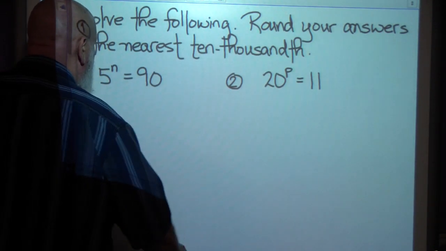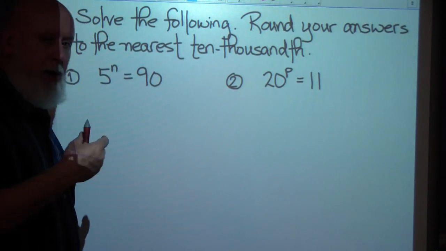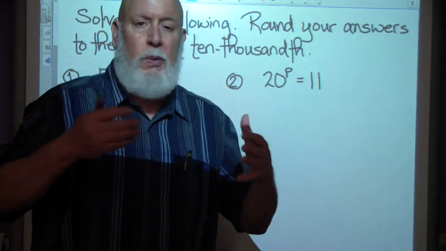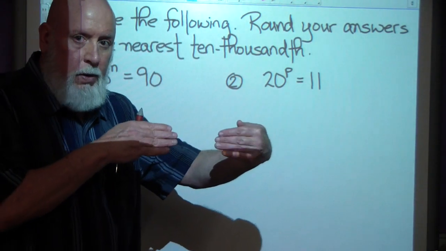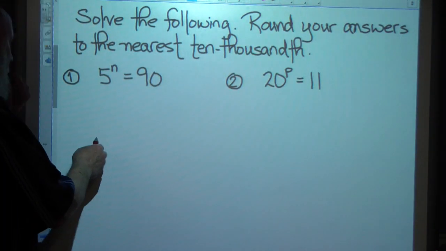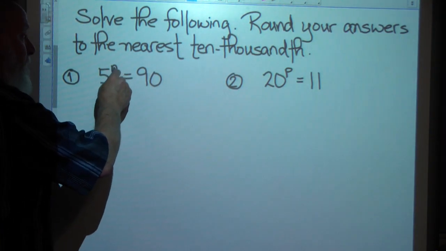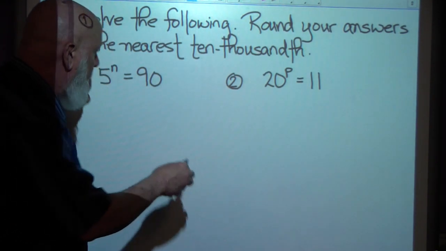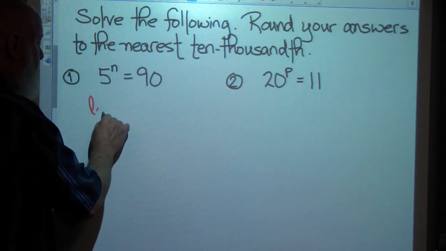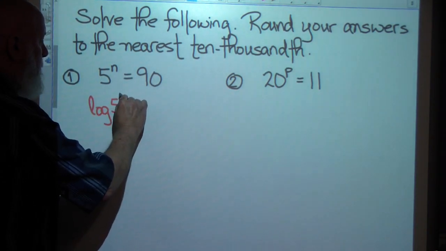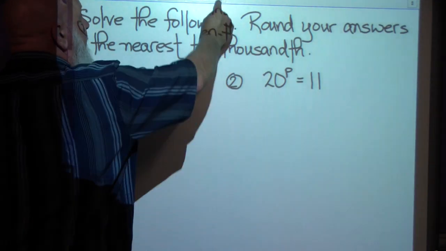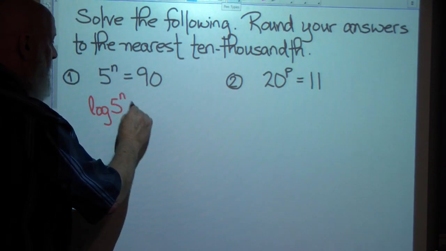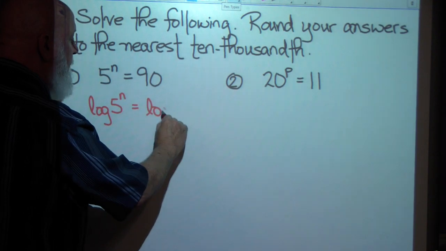The easiest way to do this is just to take the log of both sides of the equation, just like you could add 5 to both sides, or you can divide both sides by 7, or you can do whatever you want to both sides of an equation. As long as you do it to both sides, the equation will remain true. In this case, because the variable's in the exponent, I'm going to take the log of both sides. And all that amounts to is just writing the word log next to each side of the equation. Log of 5 to the n, the exponent, and that's supposed to be an n, is equal to log 90, the log of 90.